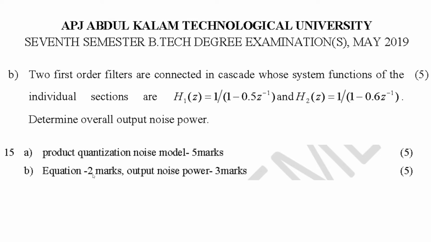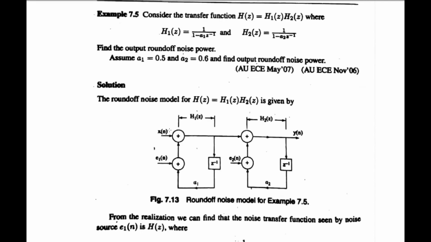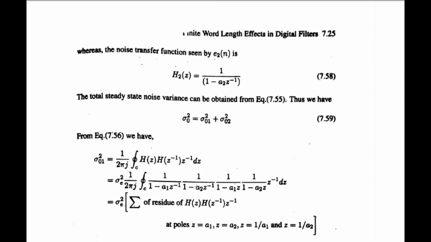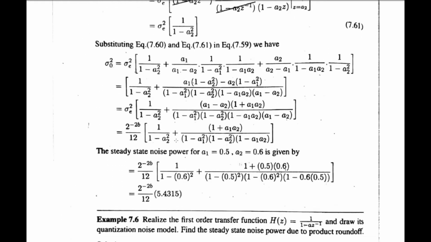Here, the scheme of evaluation is equation 2 marks, output noise power 3 marks. A very similar problem we can see in the Ramesh Babu's textbook, 7.24 page number. The problem is given. So first you have to draw the noise model, then the determination of the output power for the two different noises independently. Okay, let us try to solve this problem.